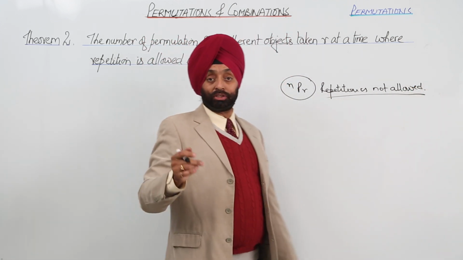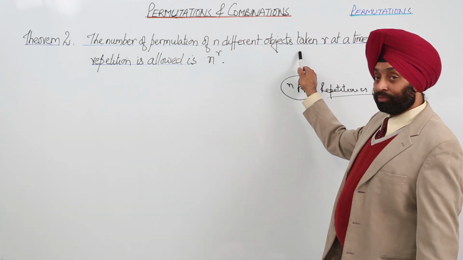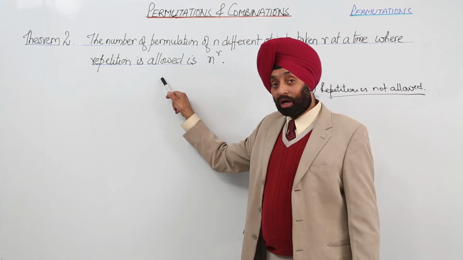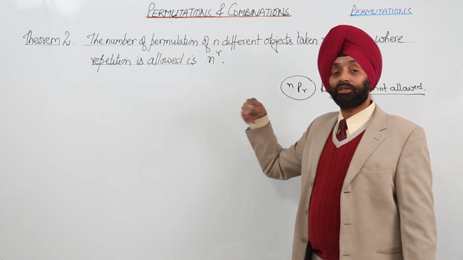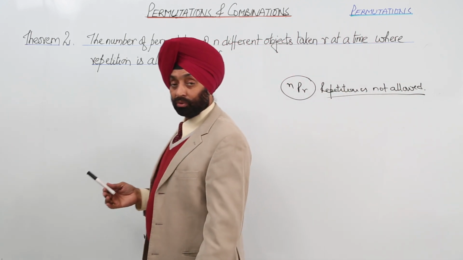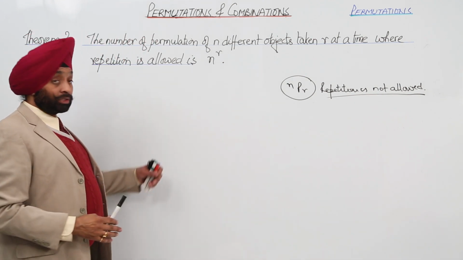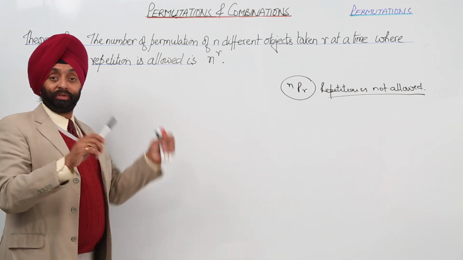Now just look here in theorem 2 what we have written. The number of permutations of n different objects taken r at a time where repetition is allowed is given by n raised to power r. Now let's work through this theorem with an example.